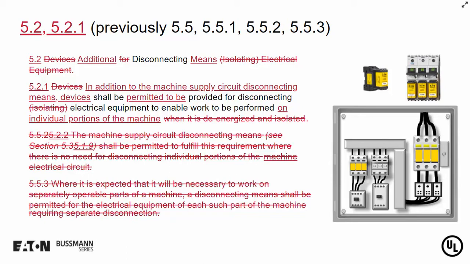In 5.2.2, that was renumbered and deleted section and revised to electrical circuit to machine. In the second draft, the section was deleted as additional disconnecting means are now permitted versus required with the revisions made to 5.2.1.